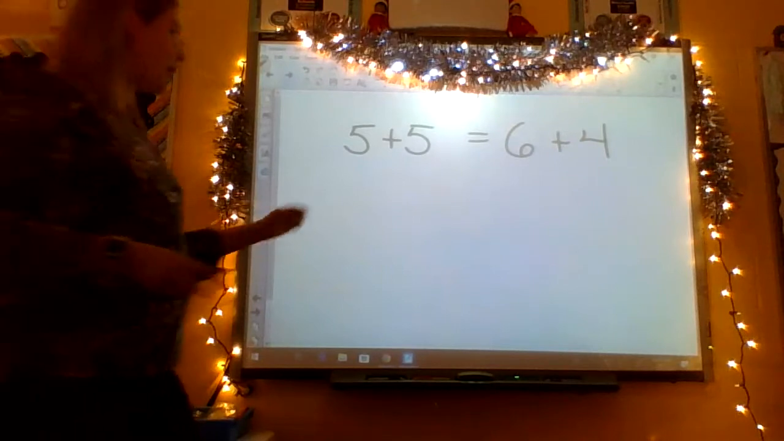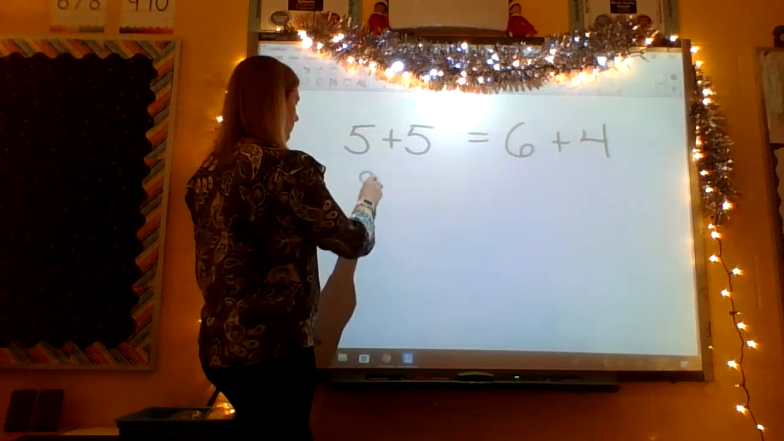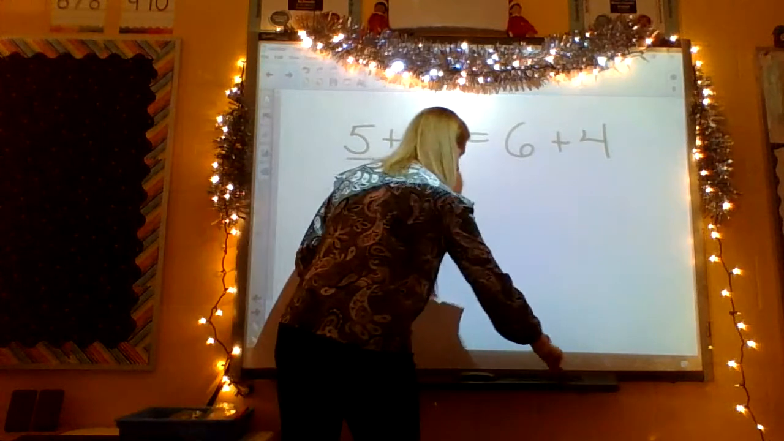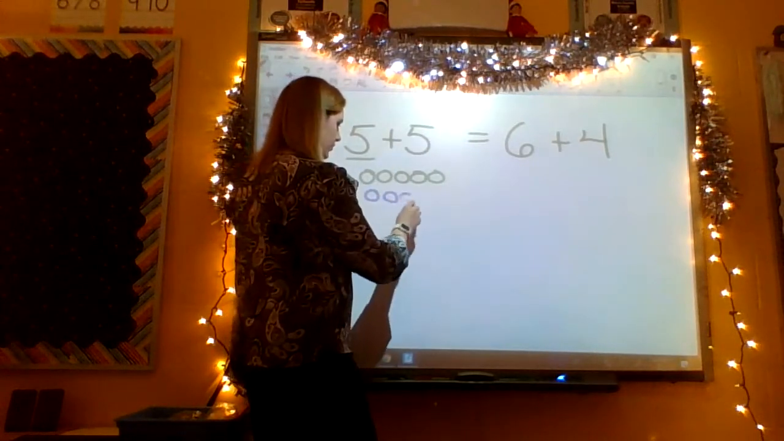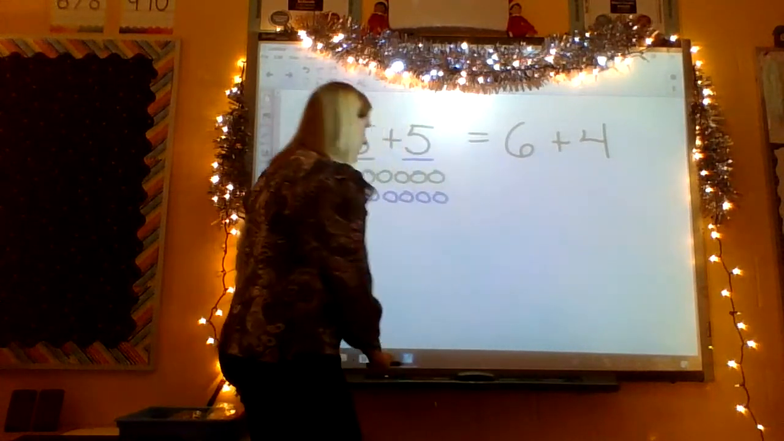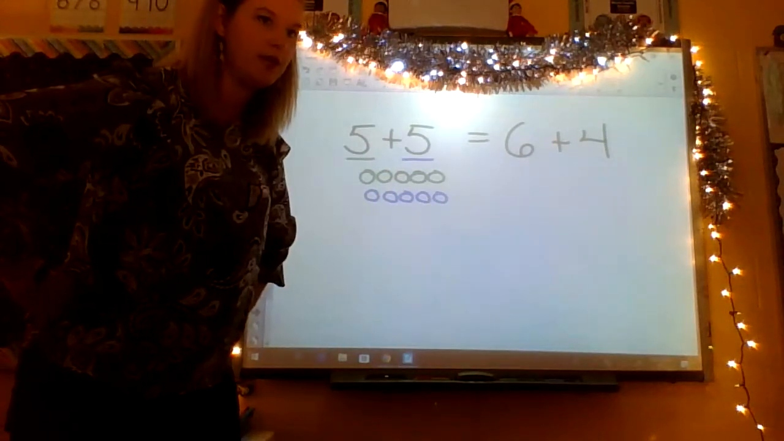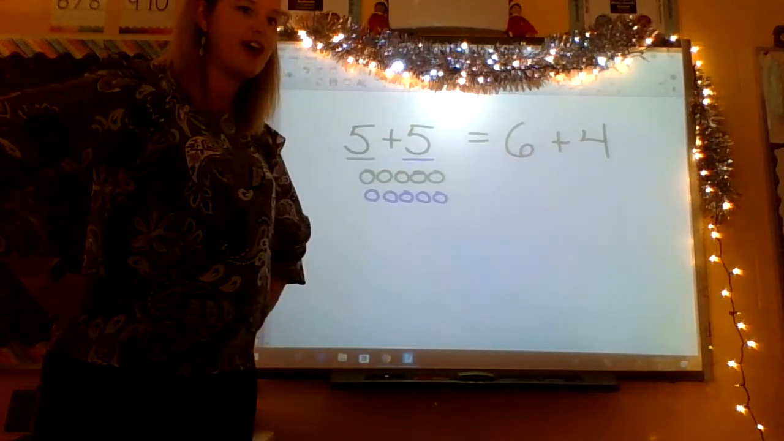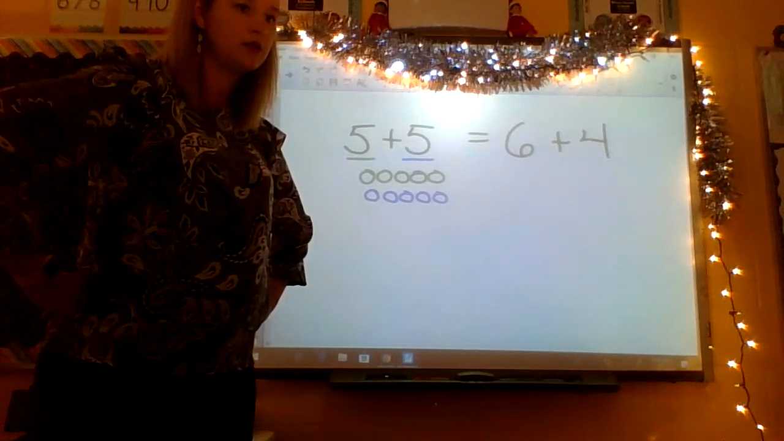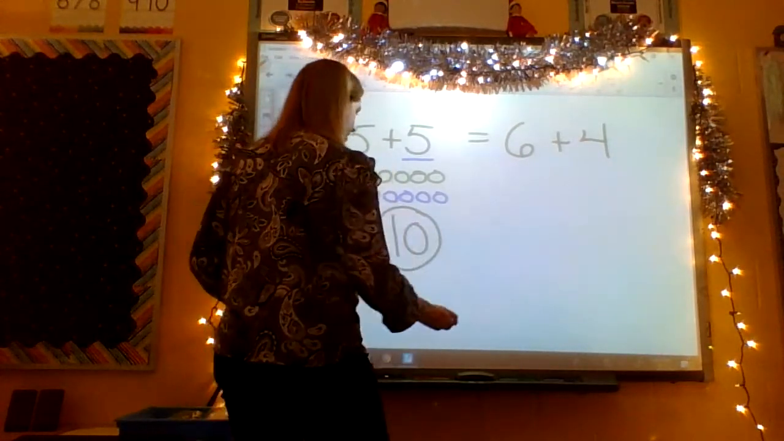Okay, so I'm going to solve this side, and I'm going to solve with circles this time. So I have 1, 2, 3, 4, 5. 1, 2, 3, 4, 5. Who could tell me what is 5 plus 5 equal? Come on, y'all should know this one. George, what is 5 plus 5 equal? 10. That's right. 5 plus 5 equals 10.